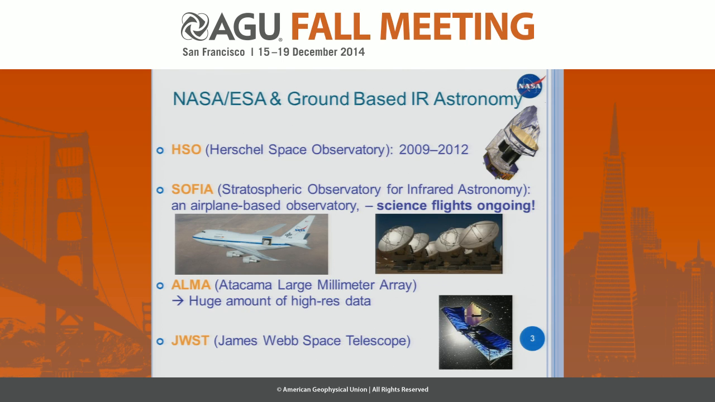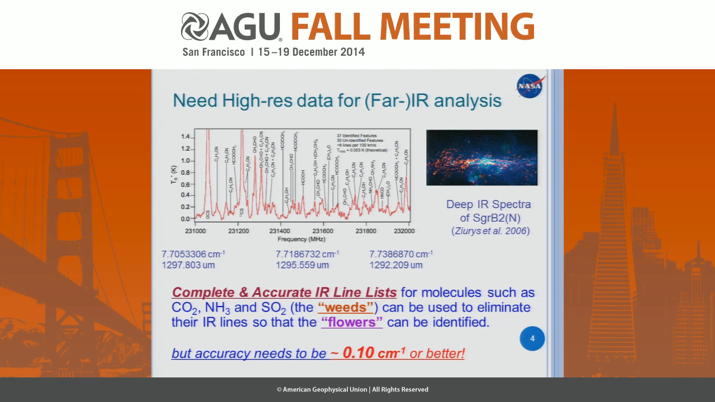So from NASA's point of view, from Herschel, SOFIA, ALMA, and JWST, with NASA, ESA, and ground-based observations, there is a golden age coming for infrared and far infrared astronomy. In this area, we are dealing with a huge amount of very high precision spectrum data. For example, in this narrow spectral window, there are more than 70 features, but only half of them could be identified and assigned.